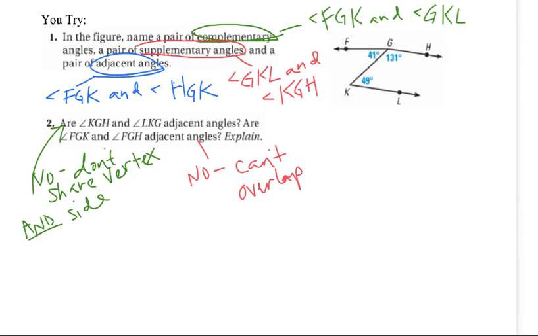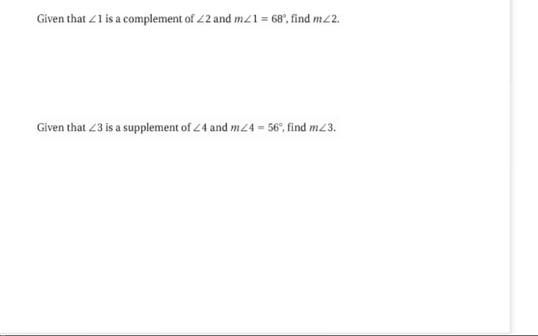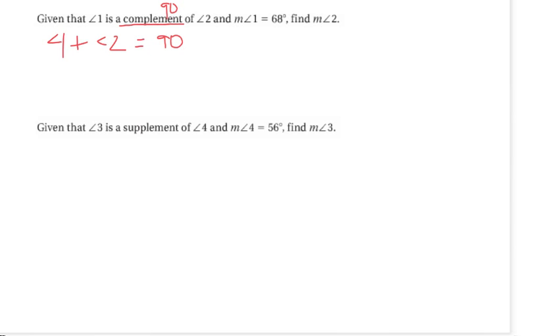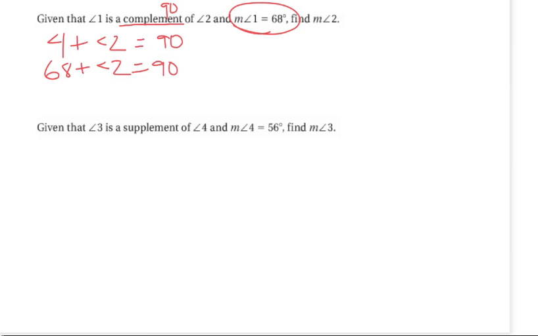So in this slide, we have to pay attention to the words complement and supplement. So the first one, complement, means 90 degrees. And it means that the two angles added together add up to be 90 degrees. So that means that angle 1 and angle 2 will add up to be 90 degrees. Because of this, we can put this 68 degrees in place of angle 1. And then we can solve for angle 2. So we would subtract both sides by 68. So angle 2 would equal 22 degrees. So we're going to say the measure of angle 2 equals 22 degrees.